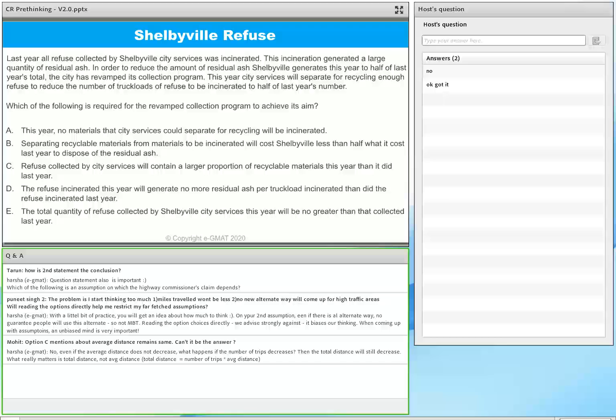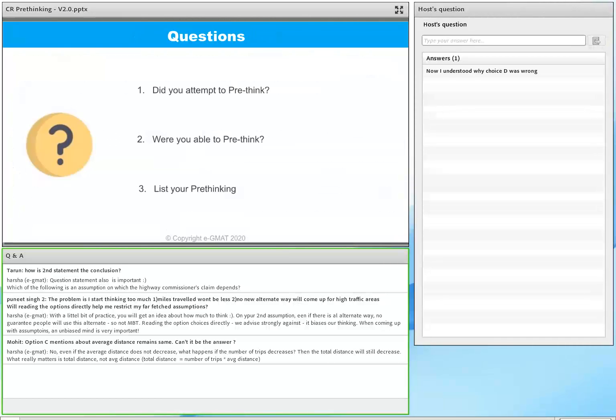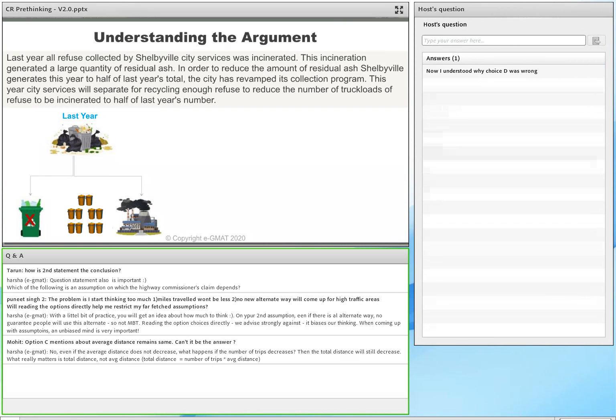Okay. I understand this is a difficult question over here. So Shelby will refuse. Much easier question, and let's visualize this. So what happened last year? Last year, we collected a bunch of refuse. We didn't send any for recycling. We burned everything. We incinerated everything.